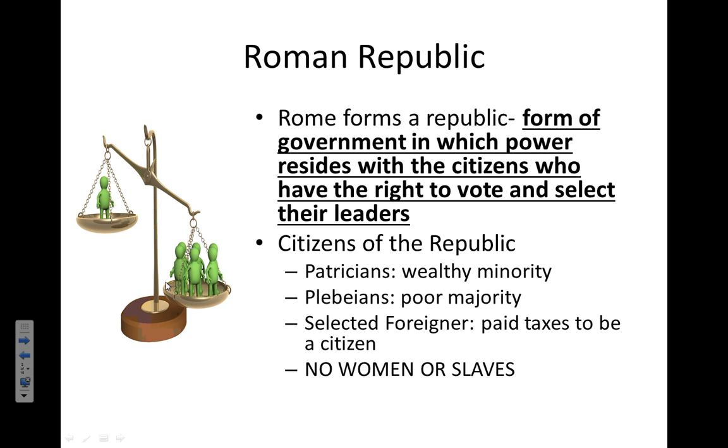They had the patricians, who were on top. They were the wealthy minority. And they had the plebeians, who were under the patricians. They were the poor people of Rome, however, they were the majority.